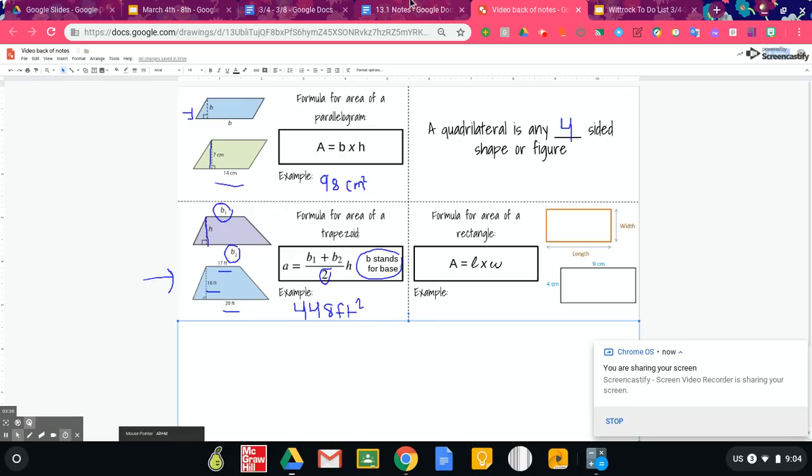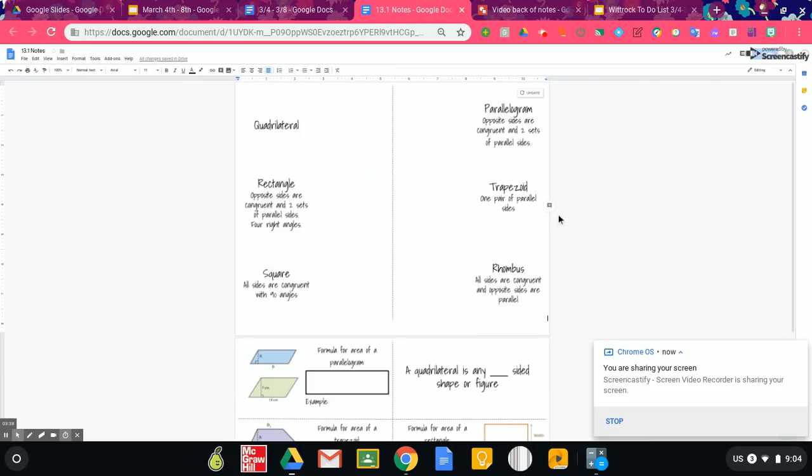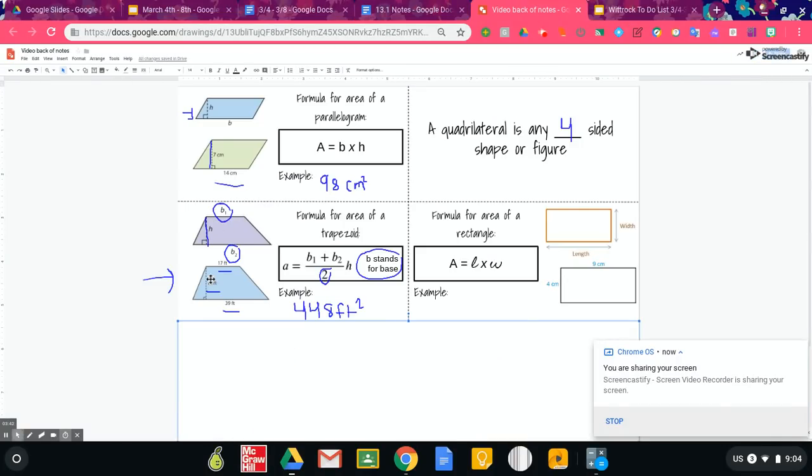The property of a trapezoid is just one pair of parallel sides. If you look back at the picture, the parallel sides are base 1 and base 2. Let's go over to the rectangle. That one's really easy. It's just length times width. Length is the bottom, width is the side. On this one, we have a length of 9 and a width of 4. So 9 times 4 is just 36 centimeters squared.